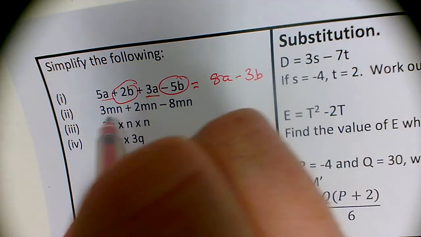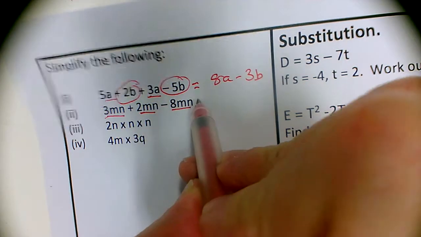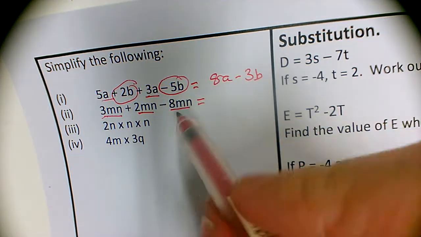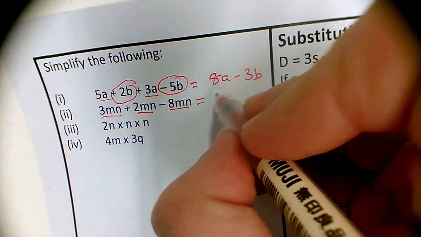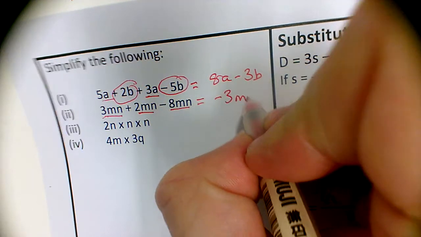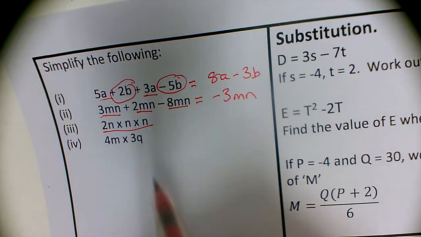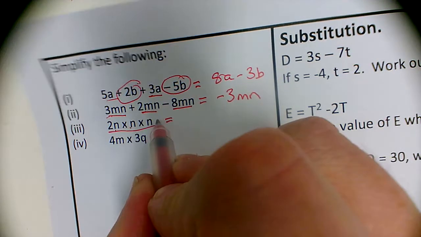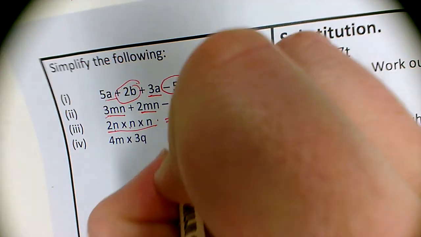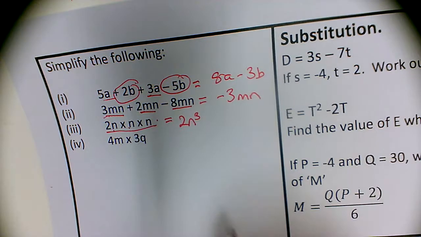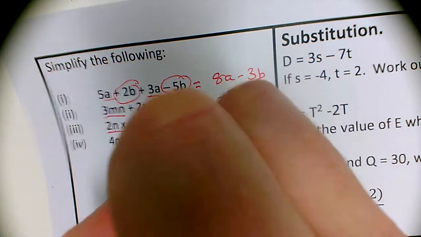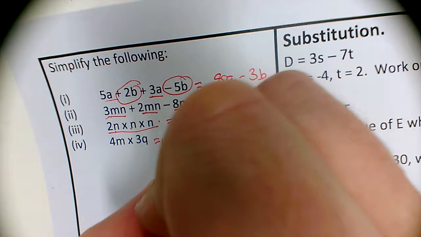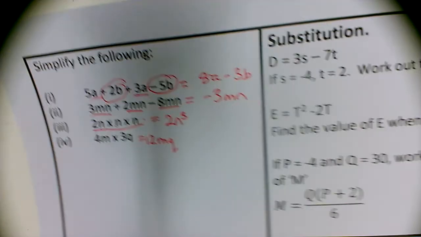The second one, these are all mn terms. So I've got 3mn plus 2mn is 5mn, and I'm taking away 8 of them, which makes negative 3mn. Notice in this one, I am multiplying the terms together. So we know that n times n times n is n cubed, and I've got 2n cubed because I'm also multiplying by 2. And the last one, 4m times 3q is 12mq.